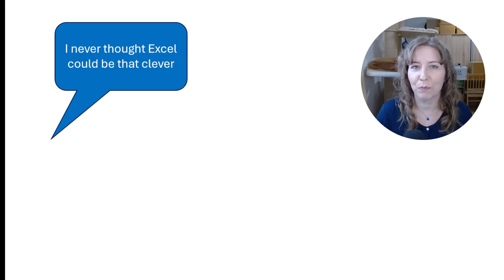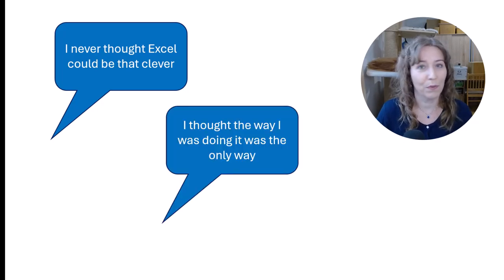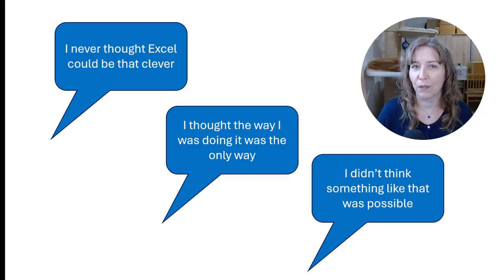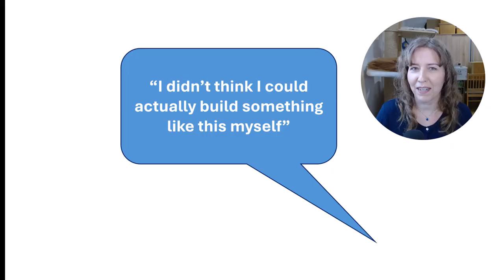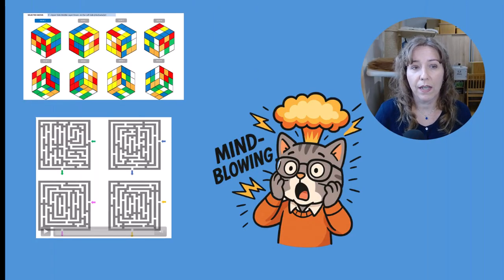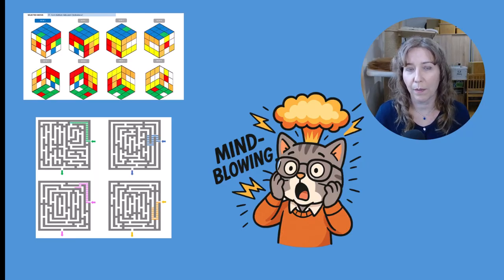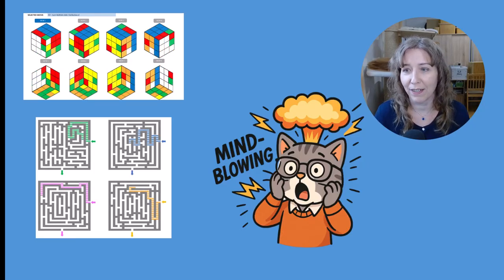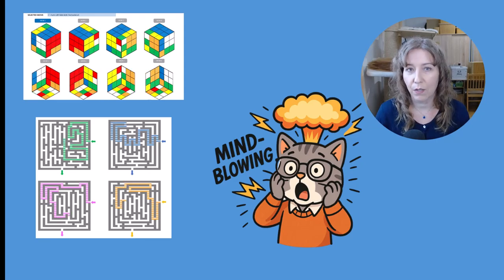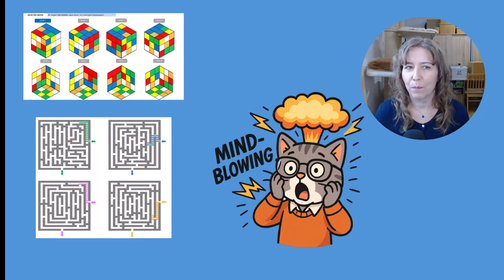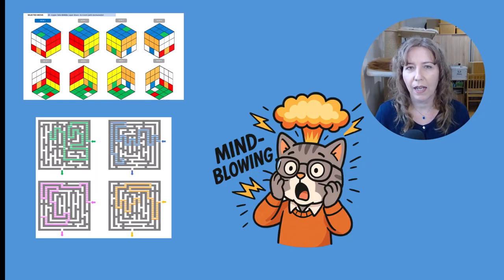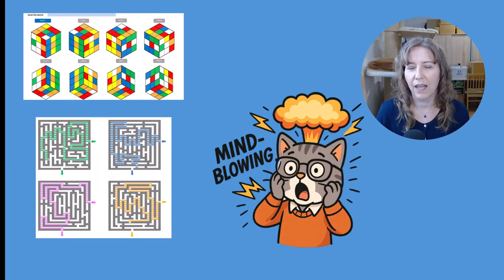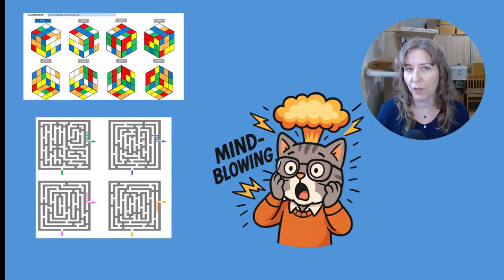And here's what people typically say when they see the system in action. Things like, I never thought Excel could be that clever, or I thought the way I was doing it was the only way, or I didn't think something like that was possible. But more powerful than the wows is the moment when they realize, I didn't think I could actually build something like this myself. And these reactions are very similar to what I hear when I show them a Rubik's Cube animation or the self-solving maze that I built in Excel with just formulas and surprisingly simple ones. What's mind-blowing isn't the end results though. It's when people look behind the scenes of the models and they realize how simple the logic really is. And they just never thought of doing it this way.